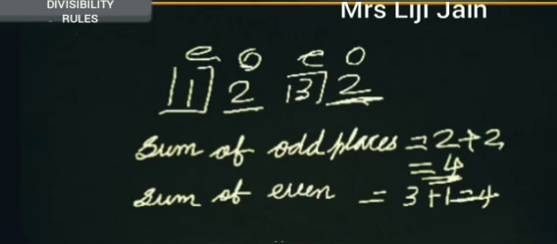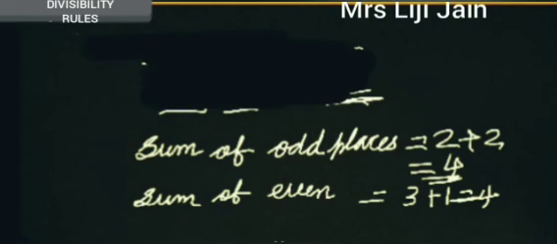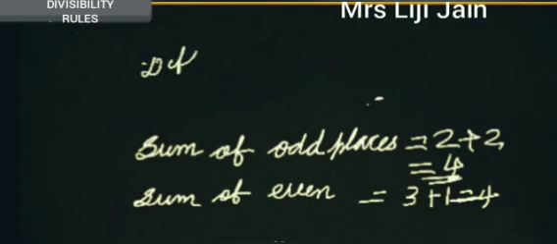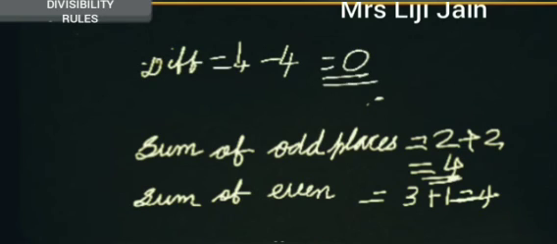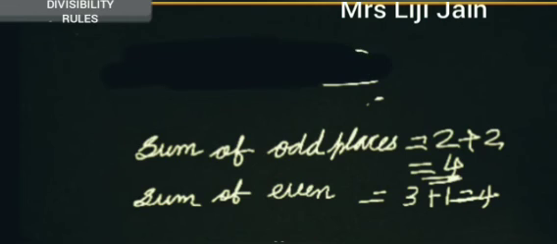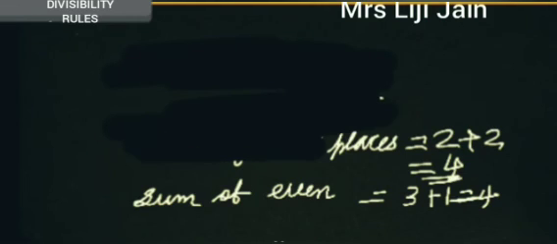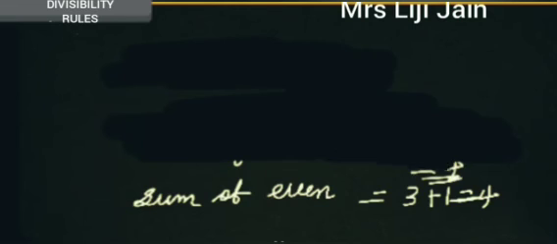Okay, we have to find the difference of these two. Difference is equal to 4 minus 4 equal to 0. Since this difference is 0, we can say that the given number is also divisible by 11. Okay, let's write down the rule. Next, rule of divisibility by 11.